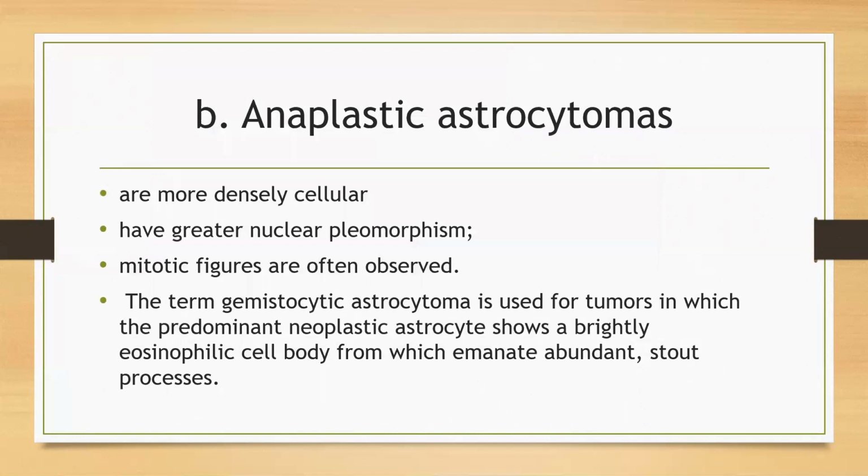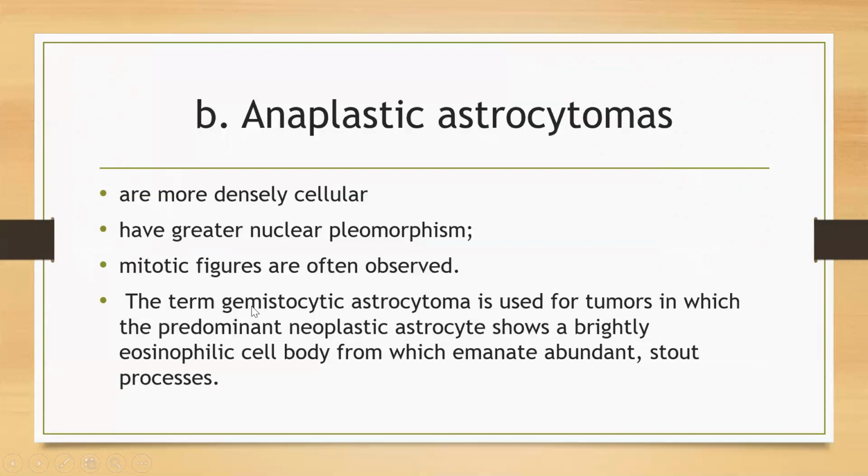So talking about the next type, anaplastic astrocytoma. They are more densely cellular. They have greater nuclear pleomorphism. Mitotic figures are often observed. This is the main point you can remember: mitotic figures are observed in anaplastic astrocytoma.